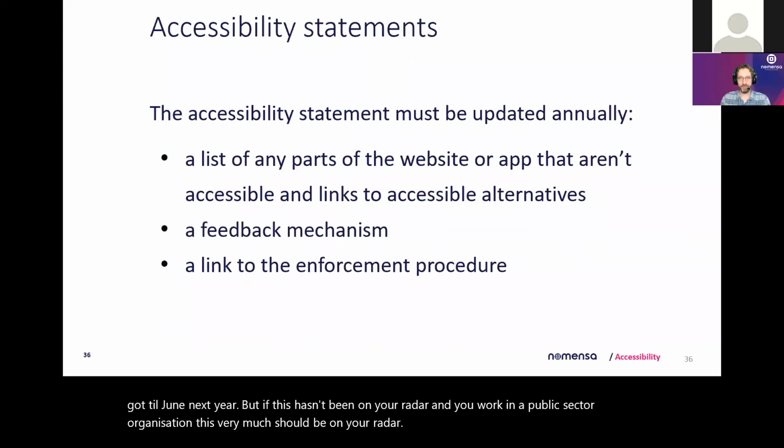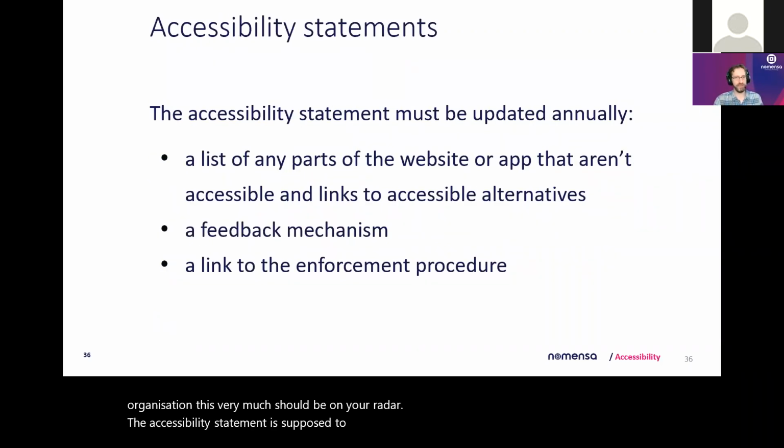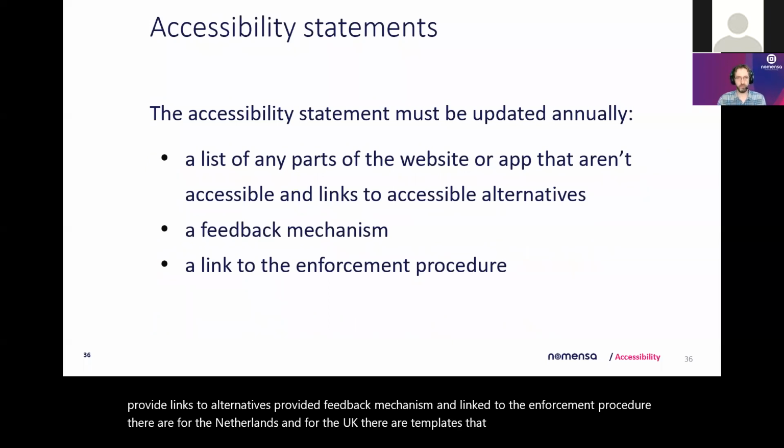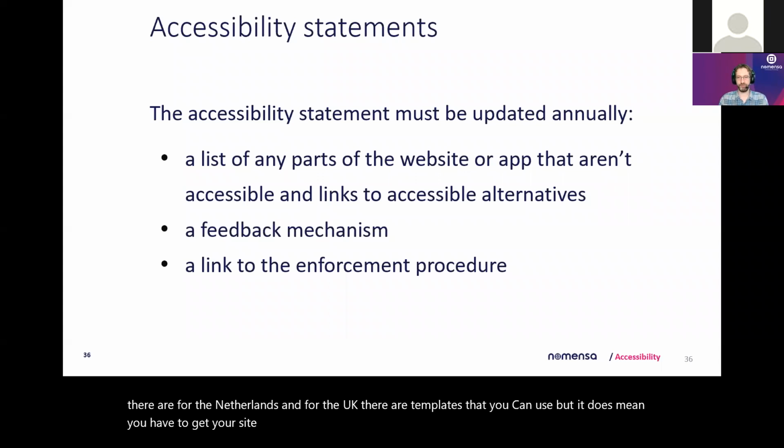The accessibility statement is supposed to be updated annually, list any parts that aren't accessible, provide links to alternatives, provide a feedback mechanism, and link to the enforcement procedure. For the Netherlands and for the UK, there are templates that you can use, but it does mean you have to get your site tested in order to fill that in.